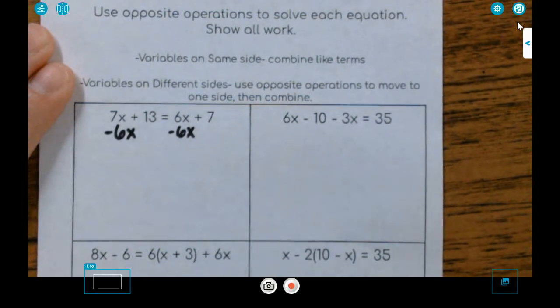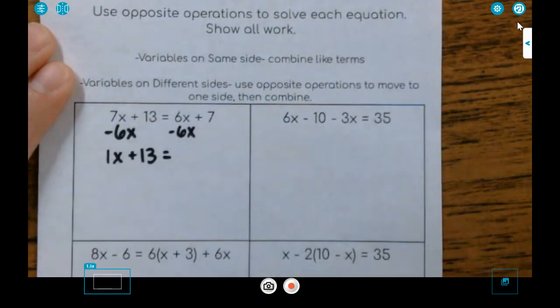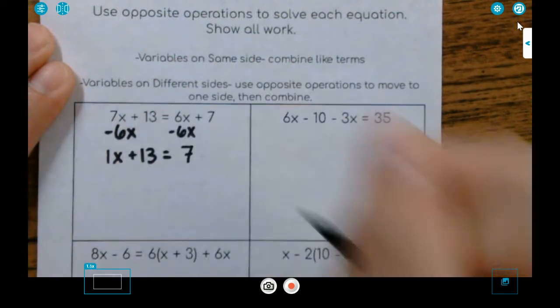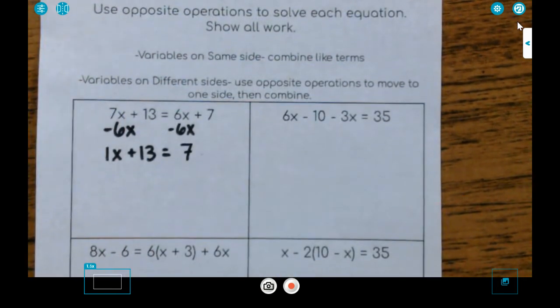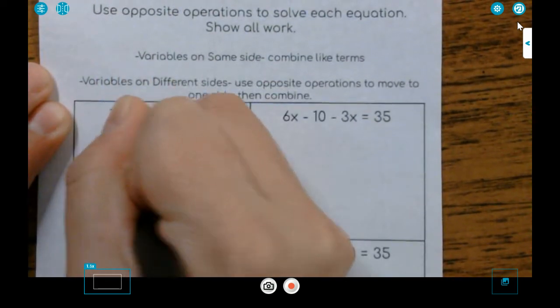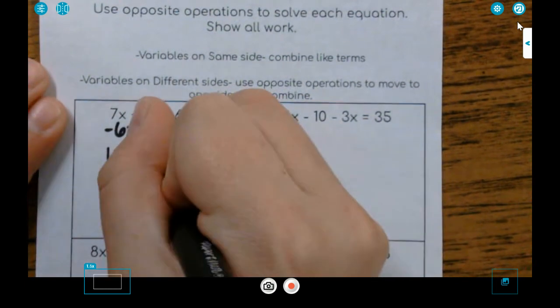7x minus 6x is 1x. So now I have 1x plus 13 equals, this 6x minus 6x cancels, so then I just have a 7 on the right side of my equation. Okay, from there, I can now take this 1x plus 13 equals 7, and I just need to solve for x. So the next thing that I'm going to do is subtract 13 from both sides. And that'll give me 1x equals 7 minus 13. 7 minus 13 is negative 6.